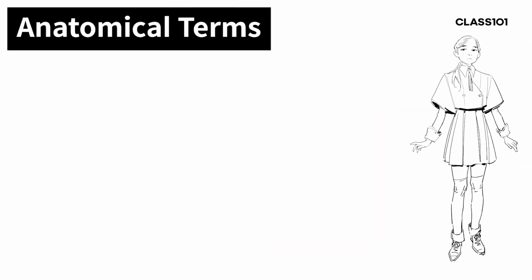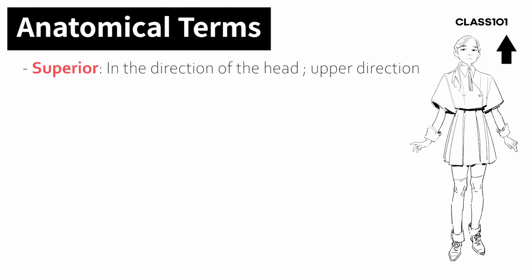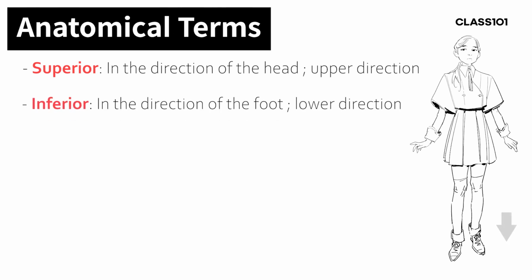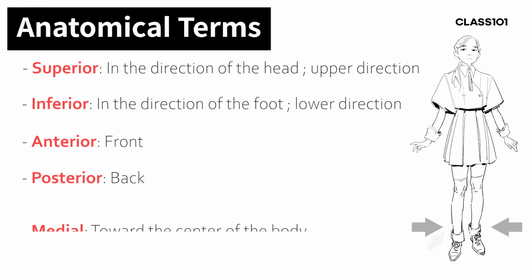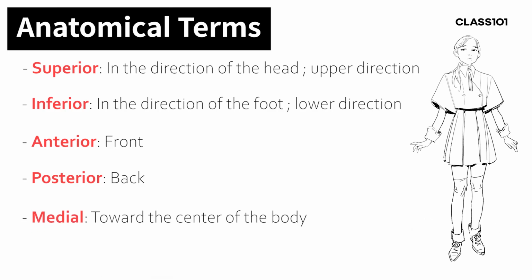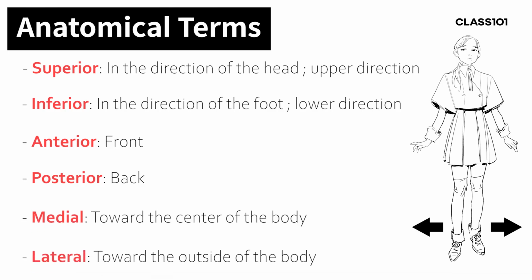I also want to go over some anatomical terms that you might hear pretty frequently as we move forward. We have superior, which is in the direction of the upper body, inferior, which means in the direction of the lower body, anterior, meaning the front, posterior, meaning the back, medial, meaning towards the center or the midline of the body, and lateral, towards the outside of the body.